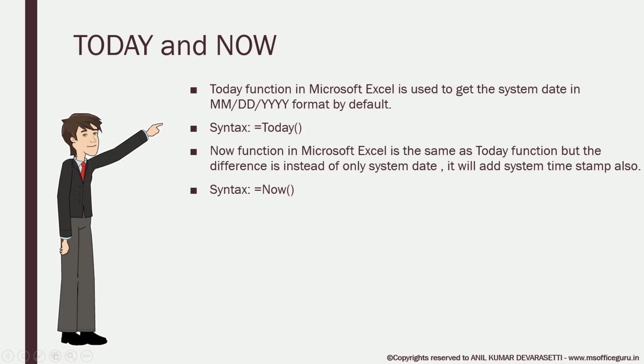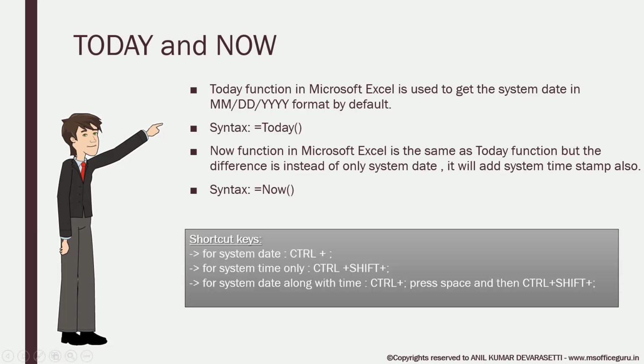Shortcut keys. The shortcut key to get the system date in a cell is Control plus semicolon. If you want only the system time, you need to press Control Shift semicolon. If you want the date along with the time, then first enter Control plus semicolon, then press space, and then press Control Shift semicolon simultaneously.